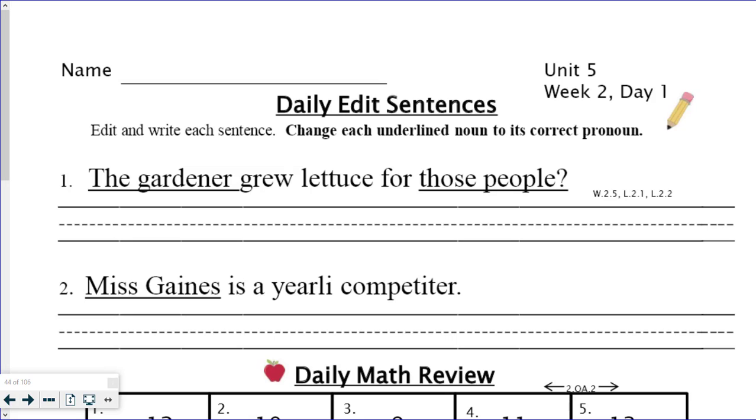Happy Monday. We're on Unit 5, Week 2, Day 1 in our morning workbook. The directions say edit, write each sentence correctly, change each underlined noun to its correct pronoun. Remember that a pronoun takes the place of a noun. Number 1, the gardener grew lettuce for those people. Number 2, Miss Gaines is a yearly competitor. Fix them up, replace the noun with a pronoun, and rewrite them nice and neat. Pause your video, do number 1 and number 2.